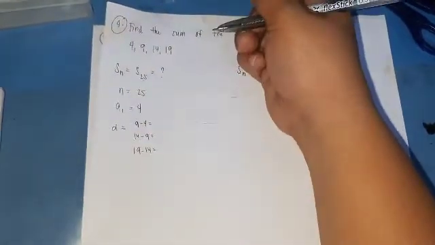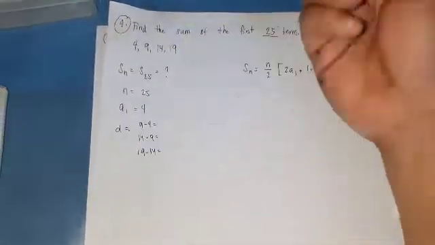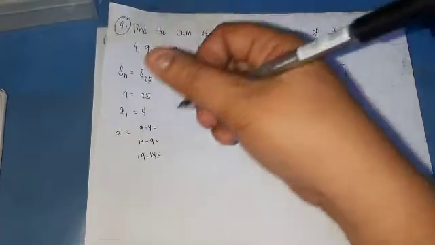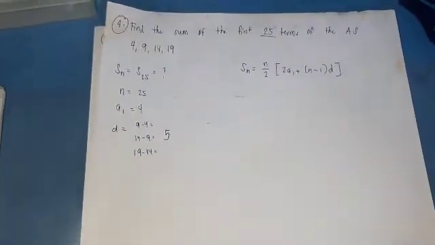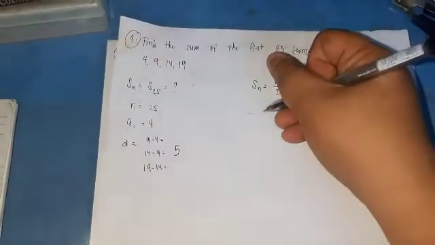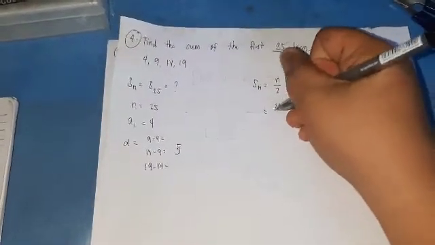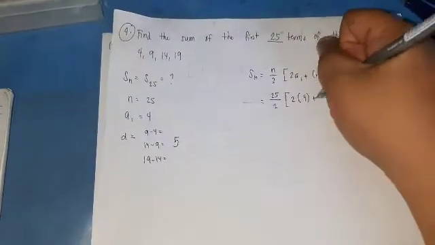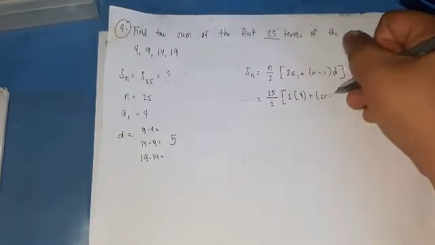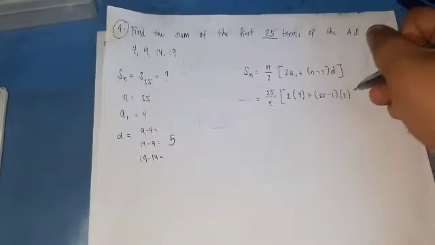If you're going to subtract the terms, it will lead you to our difference, which is equal to 5. Do you agree? And let's solve the substitution. So you're going to have here 25 over 2 times your 2, and your a sub 1 is 4, plus 25 minus 1, and your d is 5.